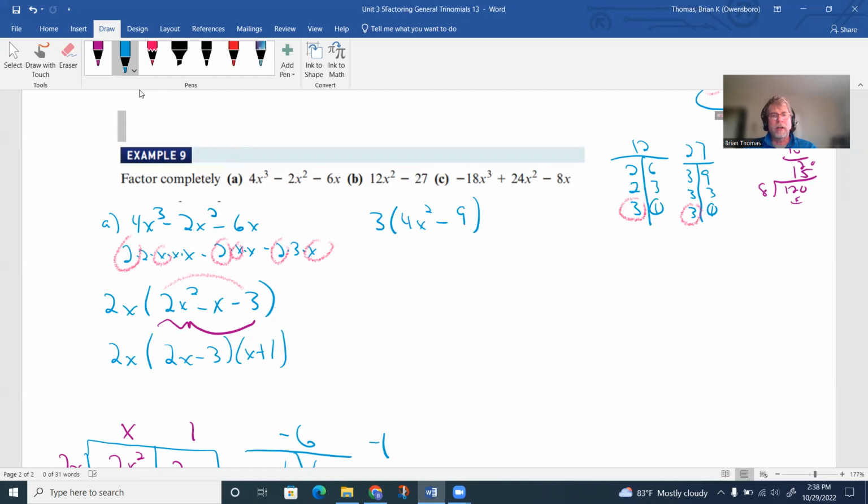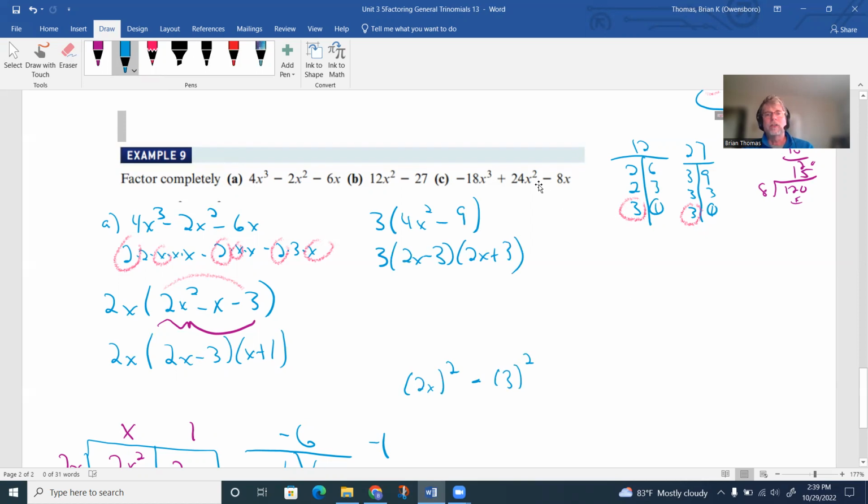Well, if I think about that, I'll come down here out of the way. You know, 2x squared does give me 4x squared. 3 squared does give me this 9, and it is a difference. So this tells me that this 4x squared minus 9 is actually factorable. So it's going to be 2x minus 3 times the quantity 2x plus 3. It's going to be that conjugate math where one of them is minus and one of them is plus.